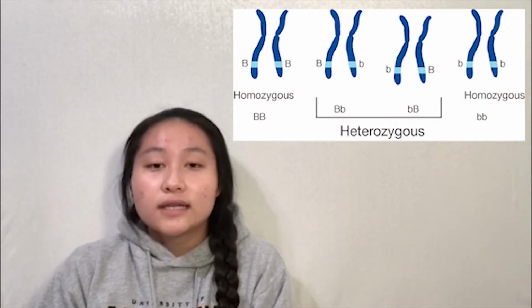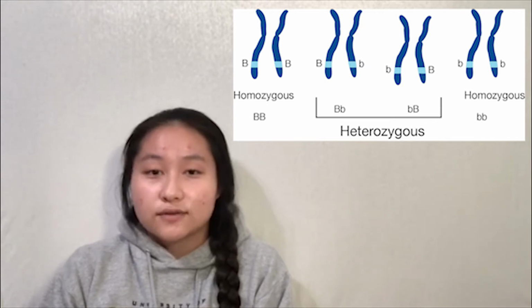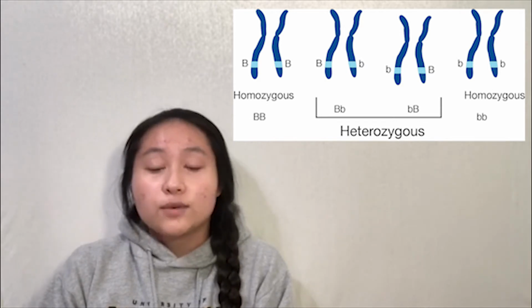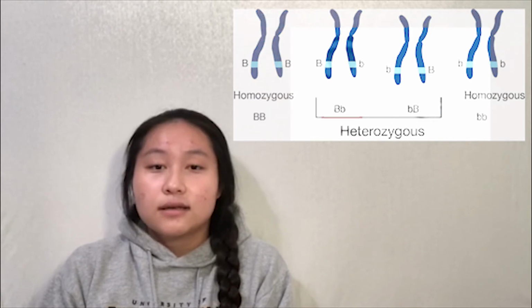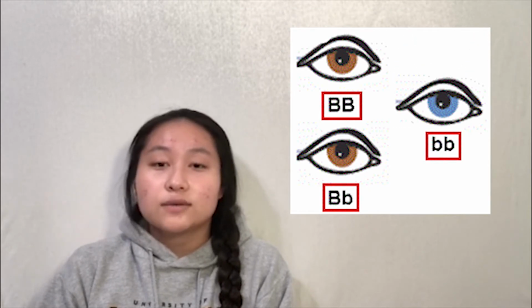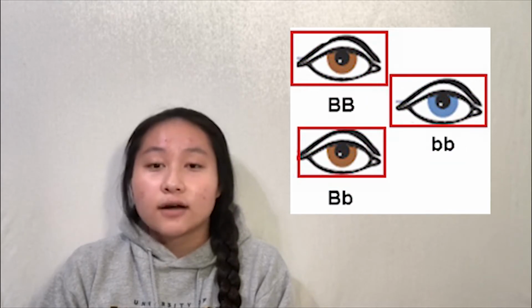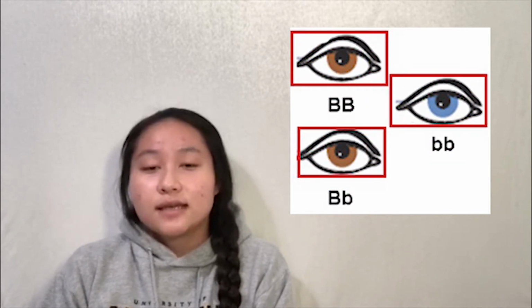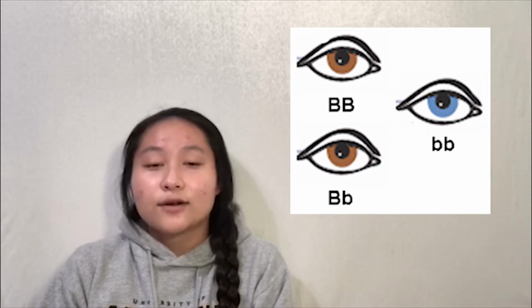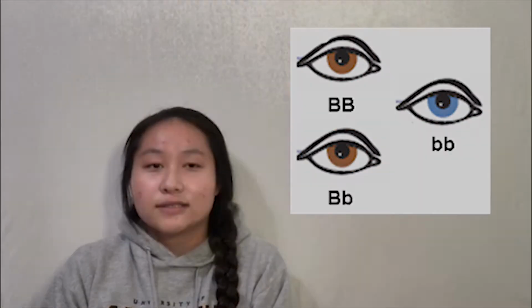When you have 2 identical alleles, you are homozygous for that gene. But when you have 2 different alleles, you are heterozygous for that gene. The pair of letters are called the genotype, and the physical features that we can see and observe, like our eye color, are called phenotypes. Keep this in mind as we look at a diagram to help us better understand alleles.